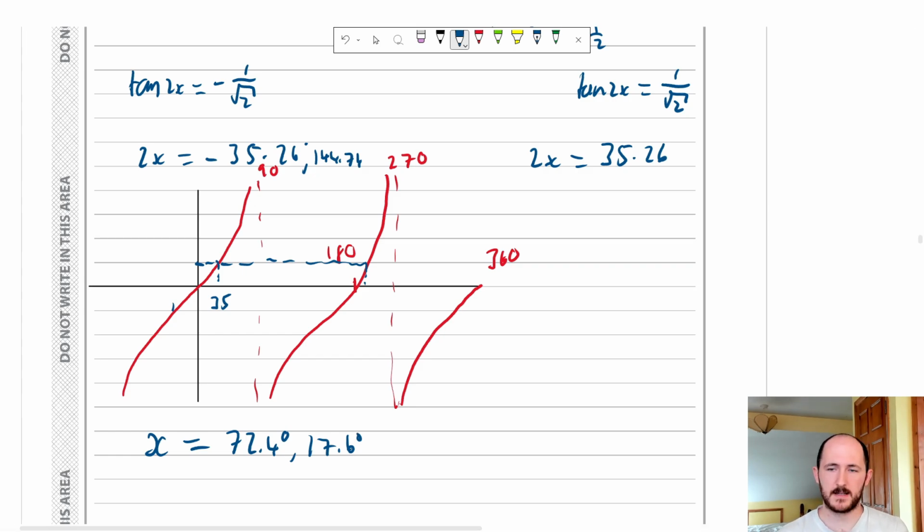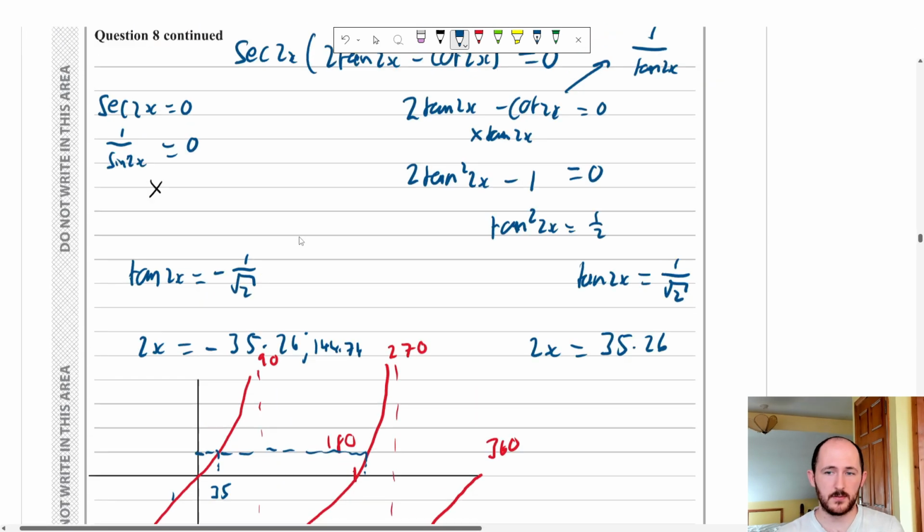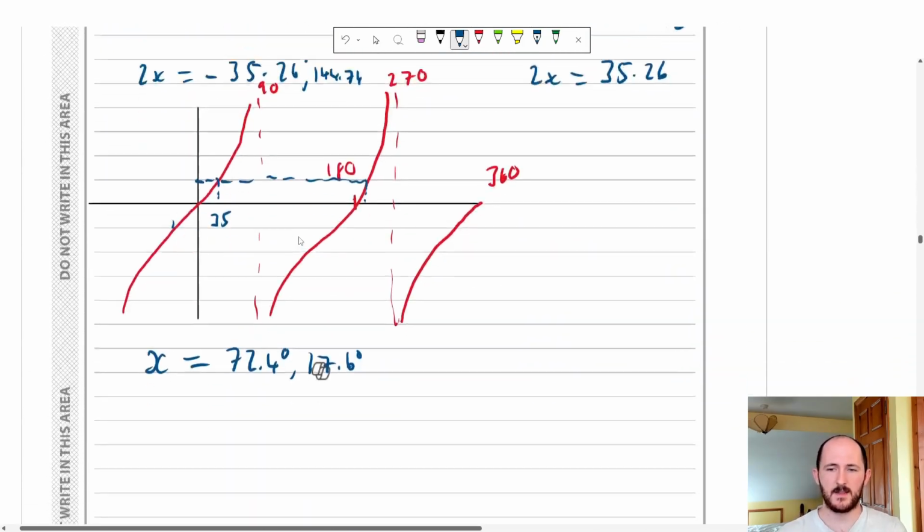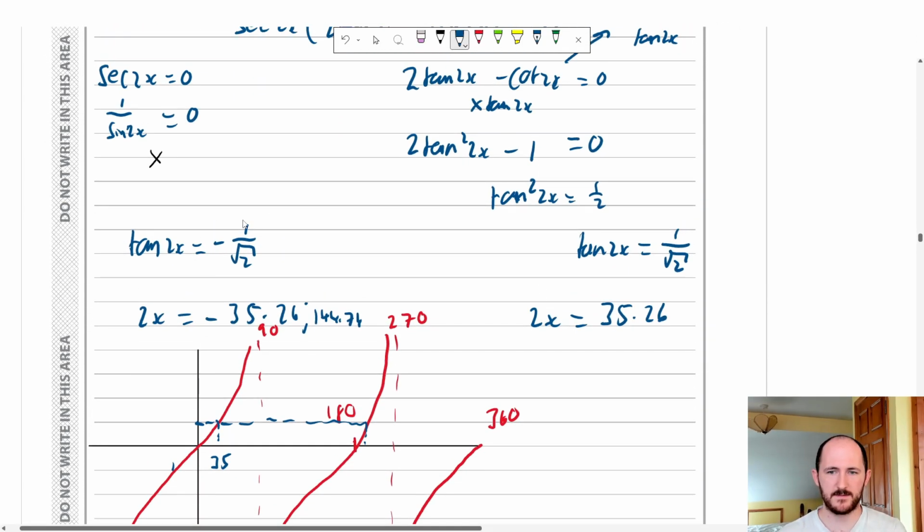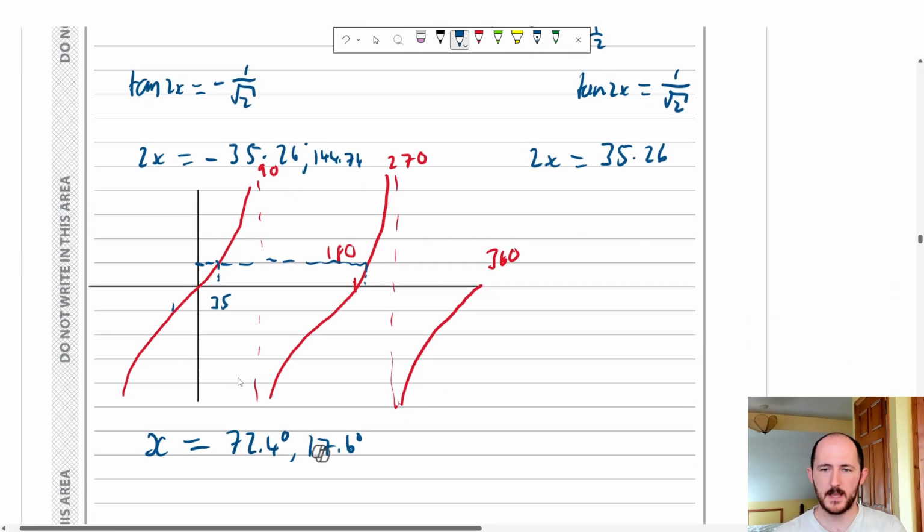So again, I personally like to use the graphs because I don't need to memorize any rules. I don't need to memorize anything. The CAST diagram kind of sucks when you have negative values and positive values as well as negative angles. There's a lot of stuff to remember there. The graph is key because you have to know how to draw it anyway, and it's just symmetry.